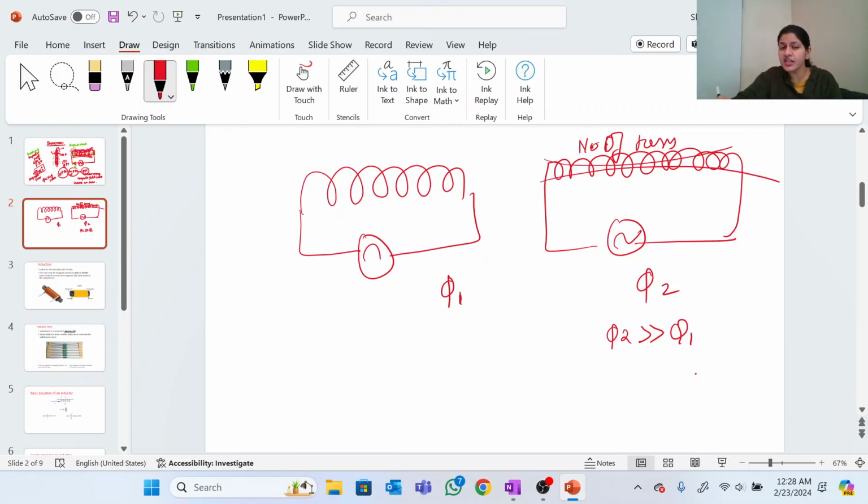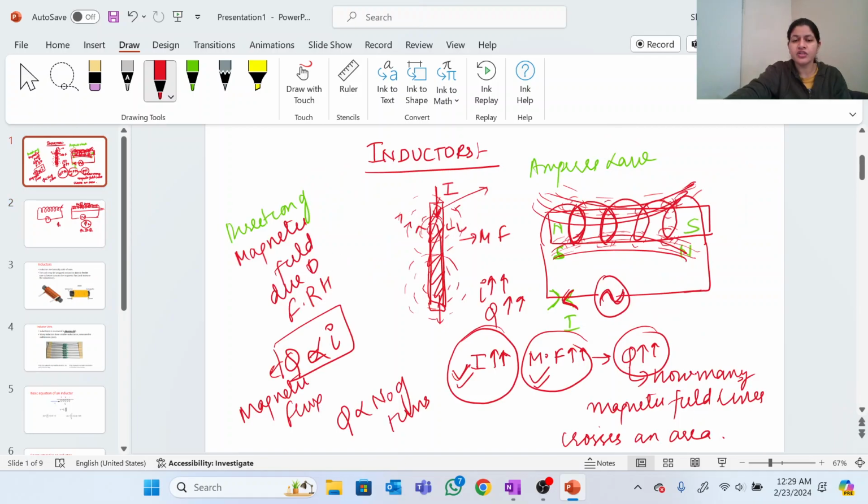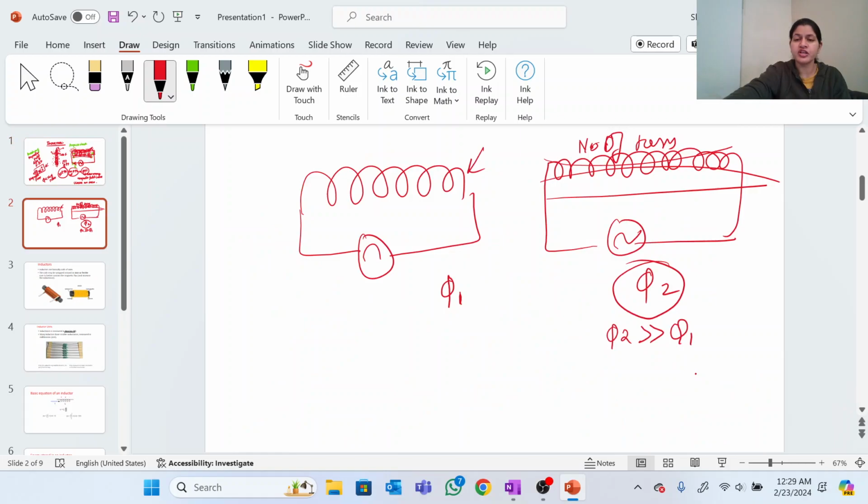So the flux linkage will also be more. That is the reason I'm saying that here the number of turns is more, so the flux created here will be more than this one, which has fewer turns. Okay, so these are the two relations you got to know: phi is directly proportional to I, and phi is directly proportional to N.